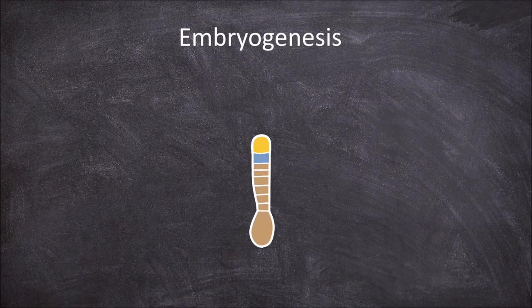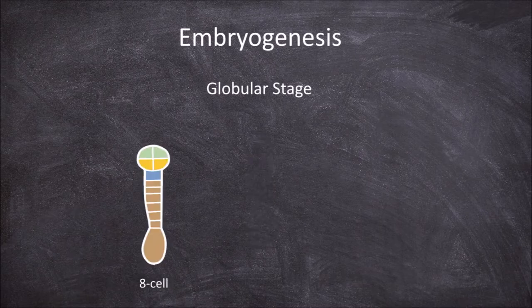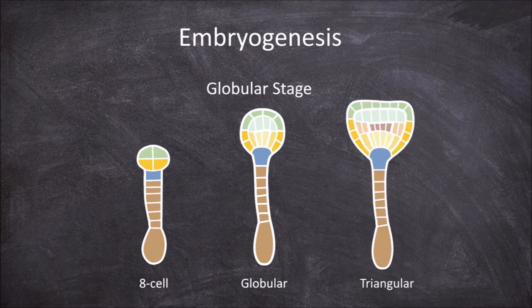After the zygote has split to create the apical and basal cell, the developing embryo goes through four main stages. The first of these stages is the globular stage, which occurs after the apical cell undergoes several divisions to create an 8-celled or octant embryo, and then continues to divide to form a more globular and then more triangular-shaped embryo. It is in this stage that radial patterning is first established, and continues to develop through the rest of the stages, creating the ring layers of structures found in the stems and roots.